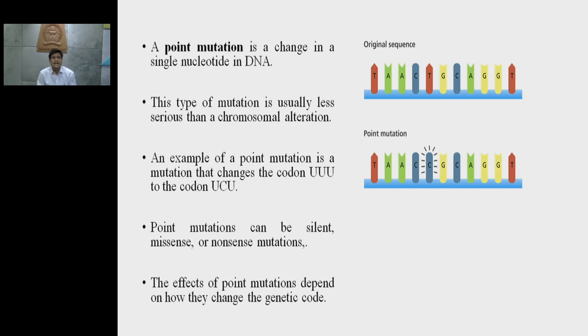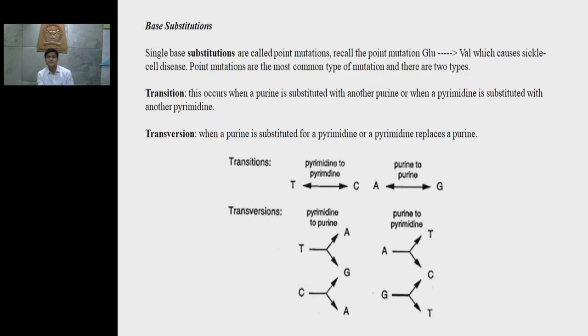These mutations can be silent, missense, or nonsense, and the effect of these mutations depends on how they change the genetic code on mRNA during synthesis of protein. Base substitution is a type of point mutation, because here the mutation only changes one amino acid into another amino acid. This may also alter the cell from beneficial to harmful.